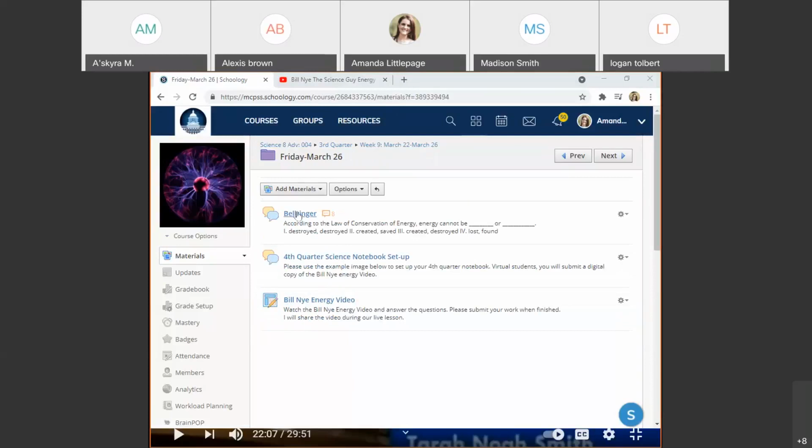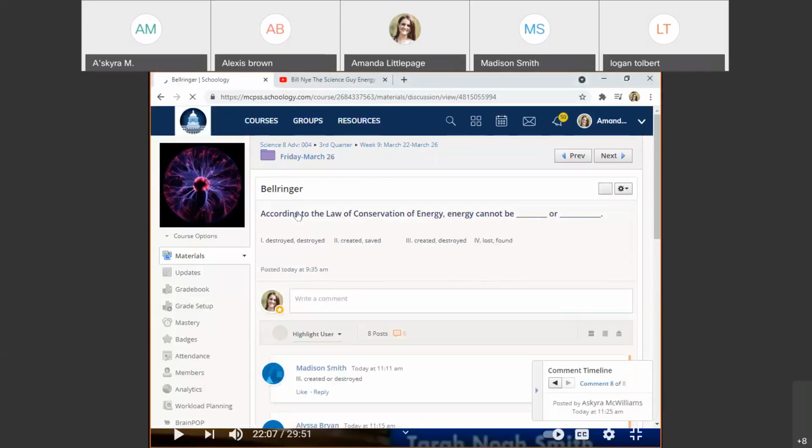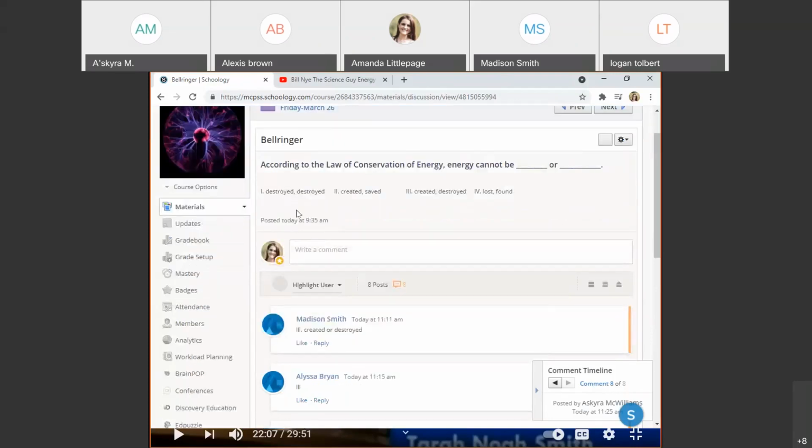So let's take a look at our bell ringer for the day. Fourth quarter, next week, we're going to be revisiting some information on energy. So not potential or kinetic per se, or even thermal. We're going to talk more about how all of these energies transfer between each other. So how we can go from potential to kinetic to thermal, electrical, mechanical, and so on.